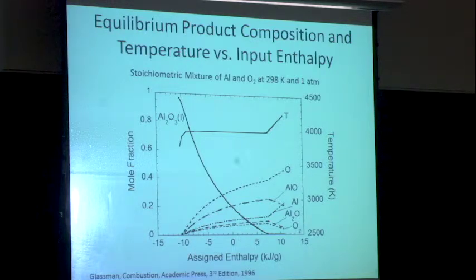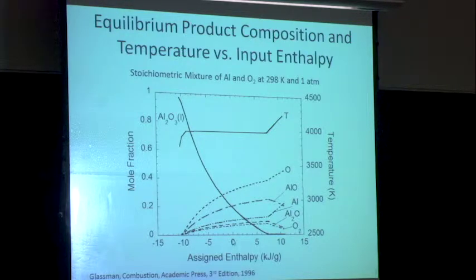But look what happens. This is burning in oxygen. The flame temperature is about 4,000 Kelvin. As I take the enthalpy out, you can see the amount of gas phase species start decreasing, and the amount of aluminum oxide increases until I get to a temperature where all of the gas phase species disappear and I'm left only with aluminum oxide. And then the temperature starts to fall.